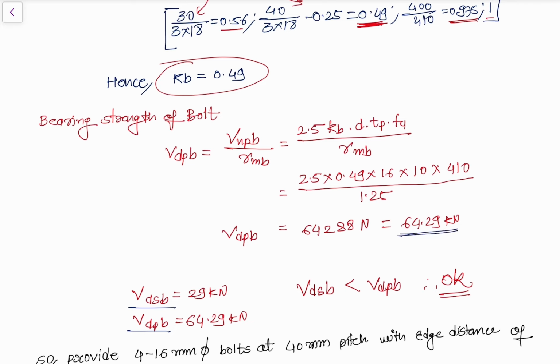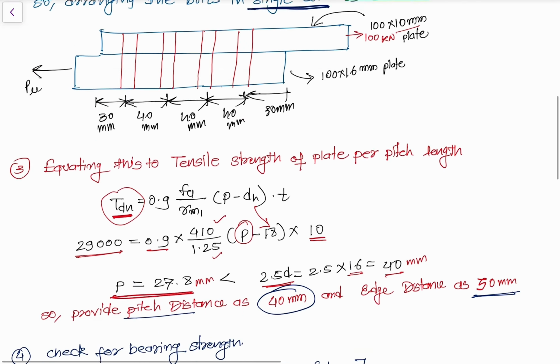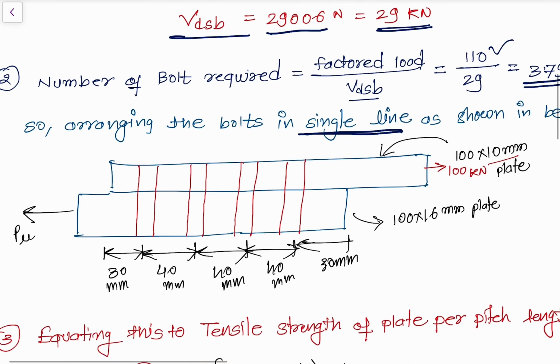So now understand your VDSB is 29 and VDPB is 64. The design which we have done is based upon the lowest value, and hence our design is fine. So what is the design? The design is we are going to provide 4 bolts of 16 mm diameter at 40 mm pitch and 30 mm edge distance. So this is the design and this is your answer. This diagram is your answer.